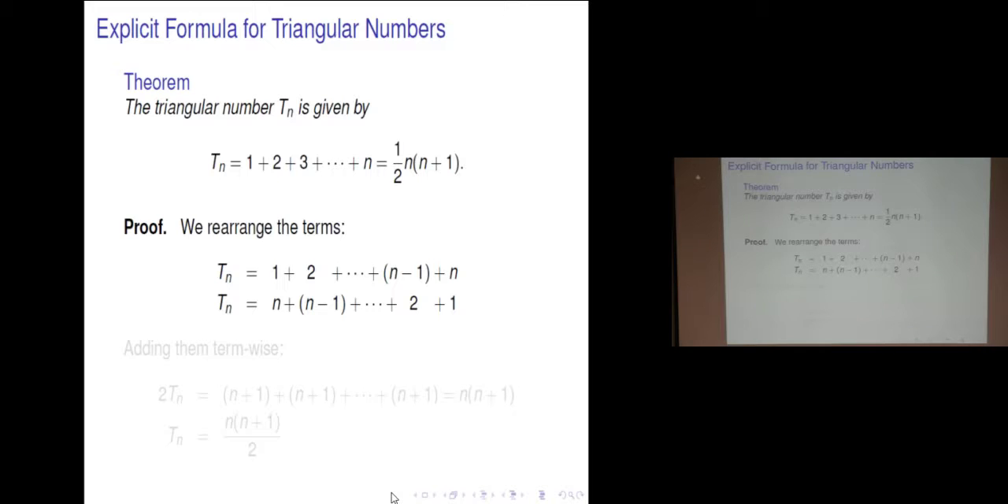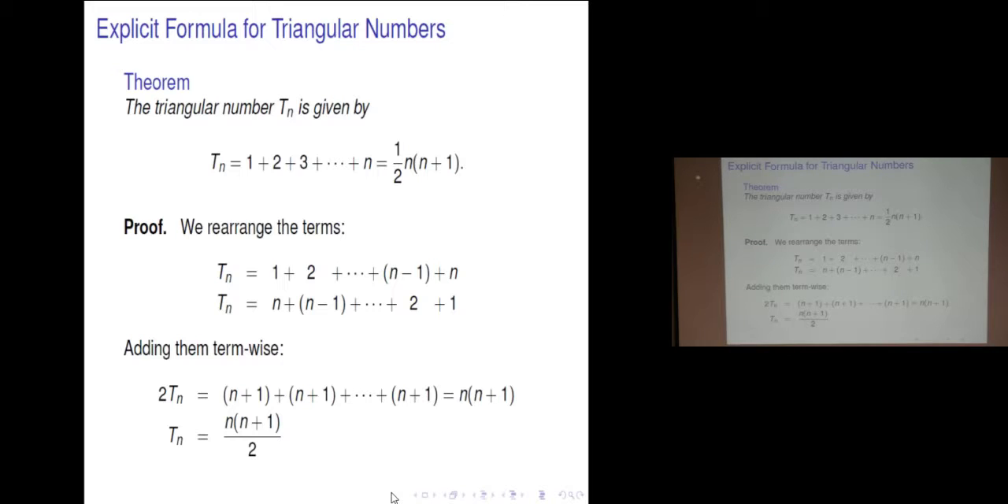So we write it forward and we write it backward. Okay. So after doing this, we add these two lines together. So the left-hand side gives you 2 times Tn. The right-hand side, okay, this is n plus 1. Now the second term is 2 plus n minus 1. So it's again another copy of n plus 1, right?